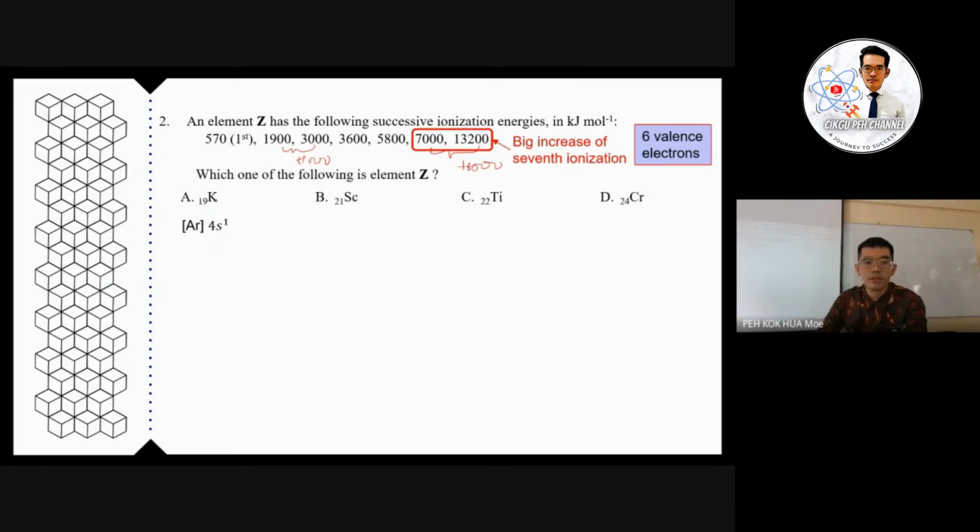First, the proton numbers are provided, so you must be able to form the electron configuration. A, potassium, has only 1 valence electron. Then the second, scandium, 21, has 3 valence electrons. But as we explained, we should get the element which has 6 valence electrons. C, titanium, has only 4 valence electrons. The last, chromium, has 6.